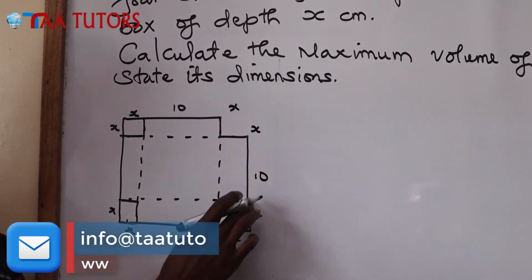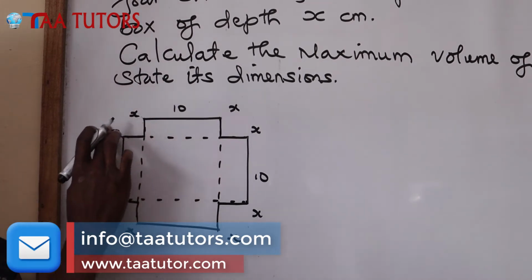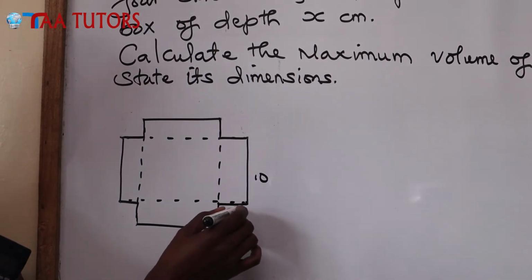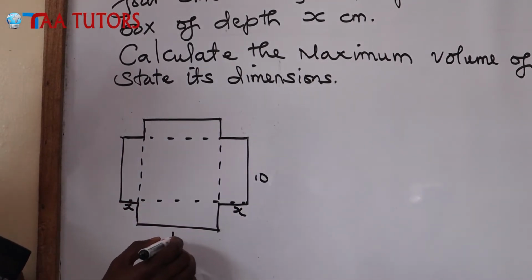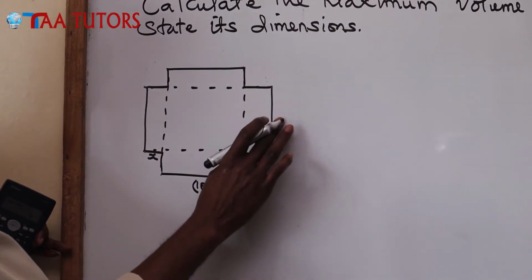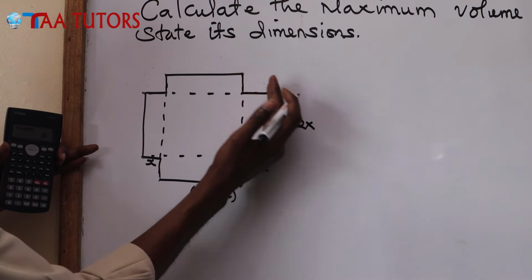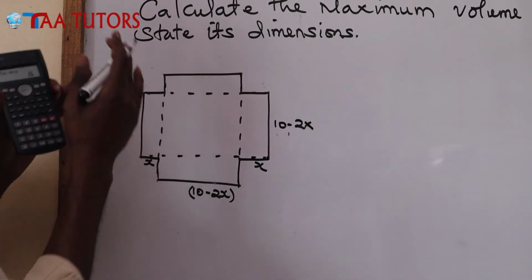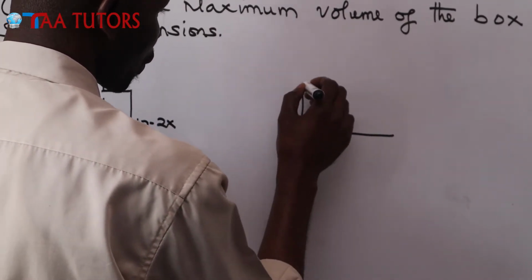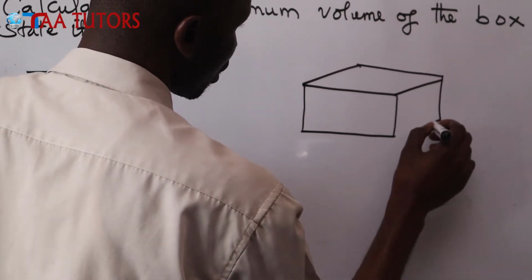If you cut these ones away, like they have told us, what remains is something of this nature. But we know that if this is X and this is X, it means that this one here should be 10 minus 2X centimeters. This part here, the same to this other side, 10 minus 2X. So if you fold this part and this part and this one and this one, we are going to have a box of this nature. This is our box.